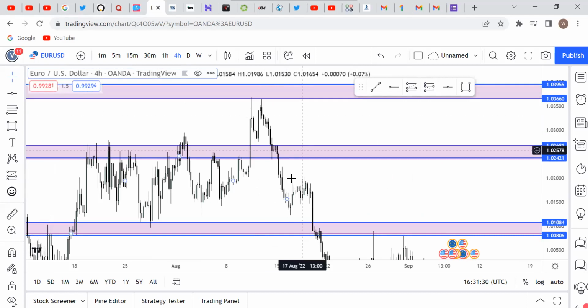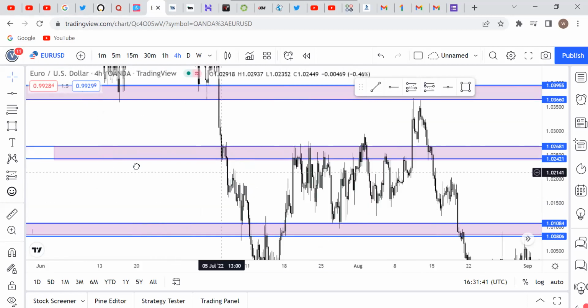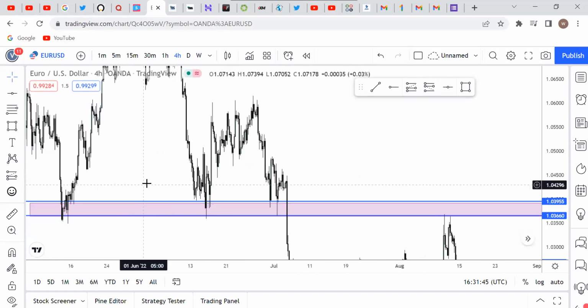Broke below, trade, pullback failed. Price came and reacted in the zone, then dropped. You find that these zones act as turning points, or magnets to the market. So price will always look for these zones.